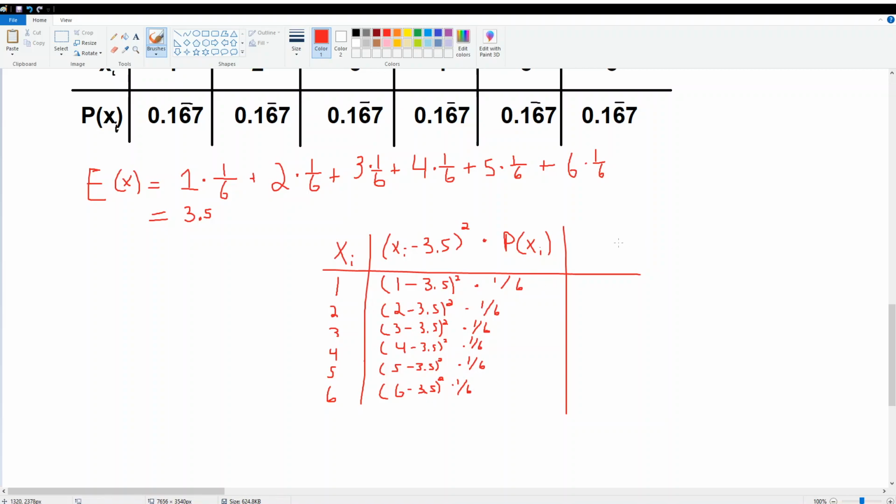So, let's now pull out our calculator. 1 minus 3.5 is negative 2.5. Square that is 6.25. Divide it by 6, it's 1.0416 and so on. So 1.0416 repeating. Our 6 minus 3.5, that's 2.5. Square that, 6.25 times 1/6. Same thing. Okay, our second one, we have 2 minus 3.5. That's negative 1.5. Square that, 2.25. Divided by 6, 0.375.